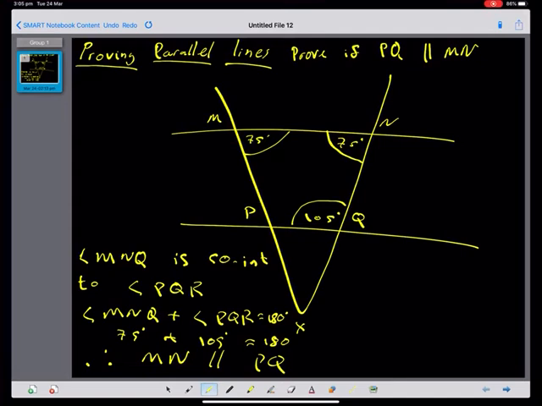Hopefully this helps. And for my students, if you can complete page 79 and page 80, and that's in exercise 211 of proving parallel lines.